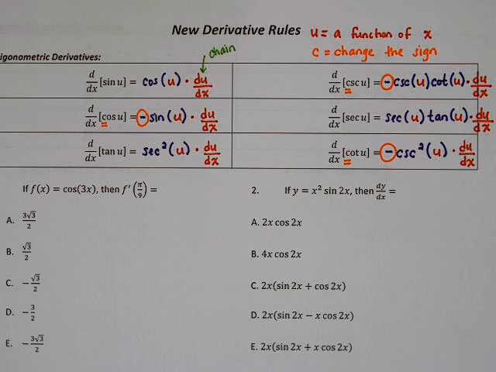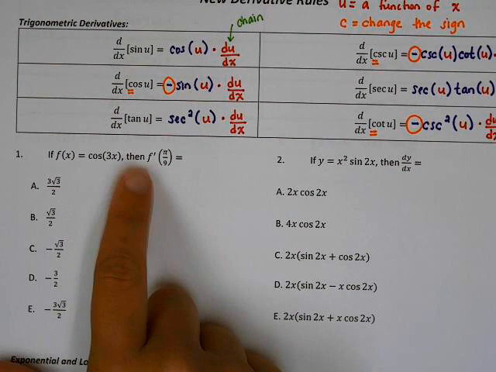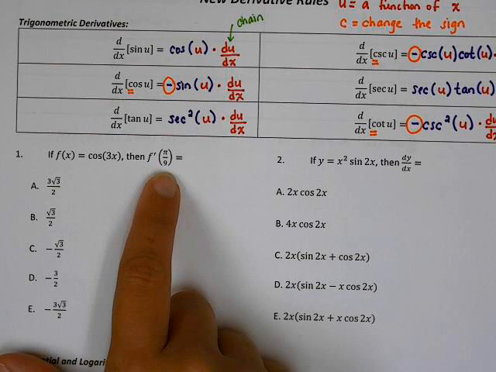Just like the power rule says, drop the power and subtract 1, these are rules that help us take the derivative of other types of functions that don't necessarily have powers. So let's do a couple example problems where we can see how to take these derivatives. If f of x is cosine of 3x, then find f prime of pi over 9.